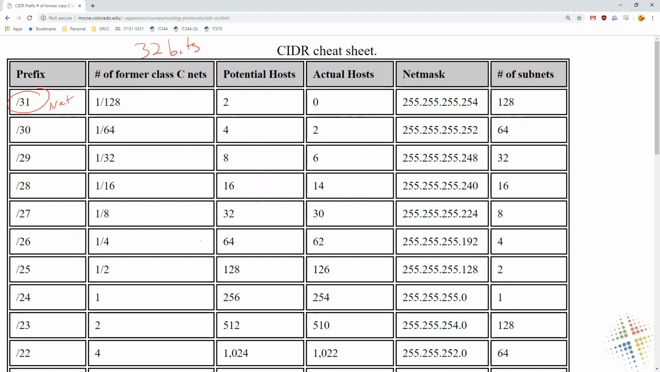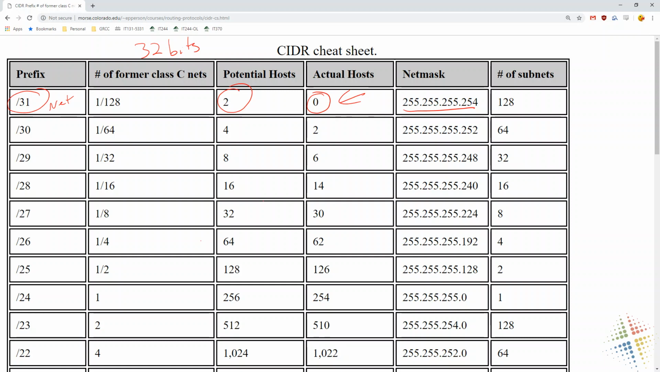So what this means is I have 2 potential hosts. Remember, binary: 1 bit gives me an on and an off, which is 2. So I have 2 potential hosts. However, I also have a network address and a broadcast address, which means usable, I have 0. But my network address would be 255.255.255.254. Okay, well, that was nice, but ultimately, because actual hosts here is 0, it's unusable, pointless.